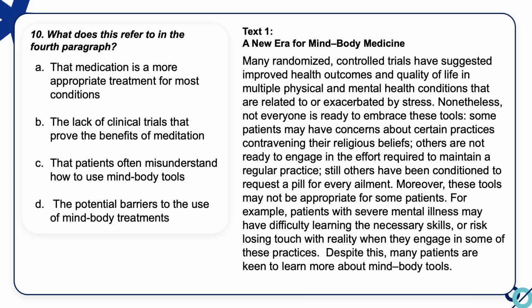Now let's look at question 10. Question 10 asks, what does this refer to in the fourth paragraph? The text says, despite this, many patients are keen to learn more. The correct answer here is D, the potential barriers to the use of mind-body treatments. We need to look at the sentences before the word this. The previous sentences list barriers, such as religious concerns, effort required, and mental illness risks. This refers to that collection of difficulties or barriers.